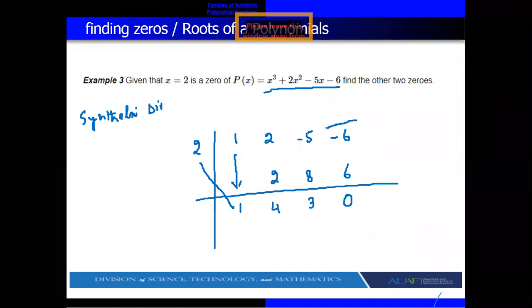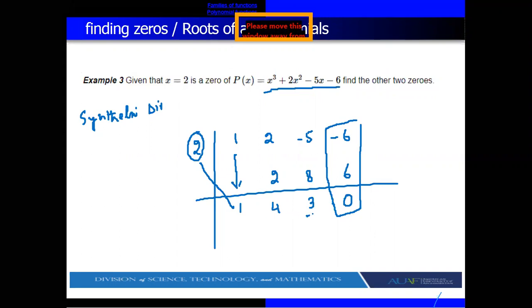Now this one is completely finished and this one is important. If this 2 is really a root of a function, then the last number must be 0. If the last number is not 0, this means that number is not a root or a zero of that function.